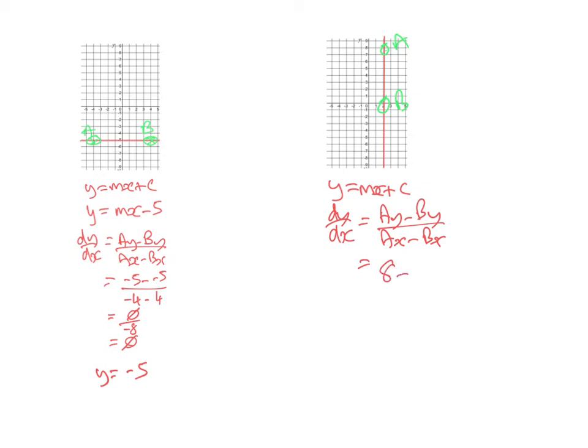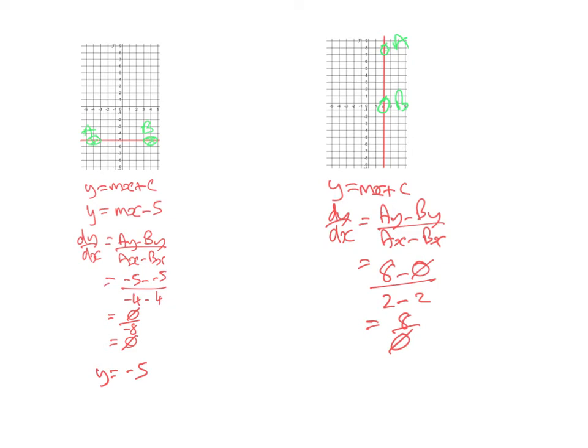Take away, what's by? Well, by is 0. And then what's ax? Well, ax is 2. Take away bx, well, bx is 2. That gets us 8 over 0. And as we all know, you cannot divide a number by 0. Your answer is undefined. You get a math error on a calculator. So m is undefined and c is undefined. So there's not much left of this equation, is there?